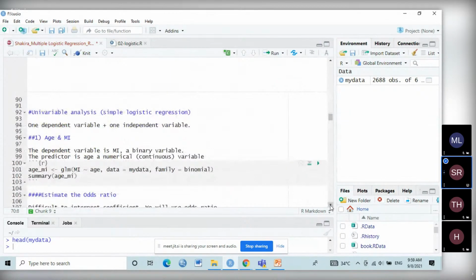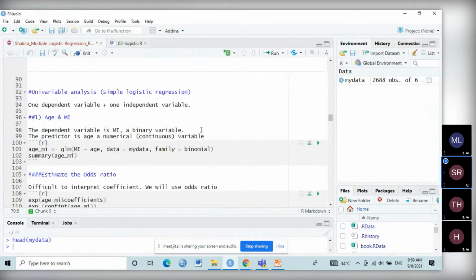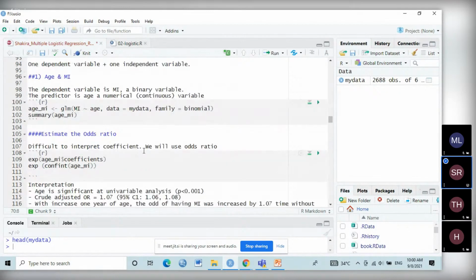So let's go to our logistic regression. Like I mentioned before, for any multivariable analysis we need to start with simple univariable analysis first. So we go one by one. Let's say first the test between age and MI.